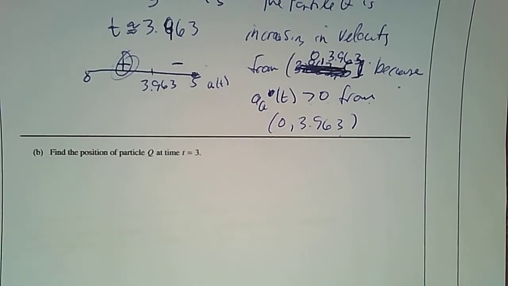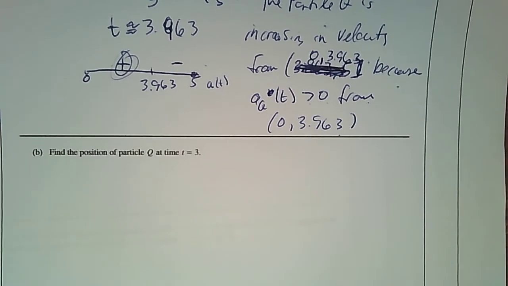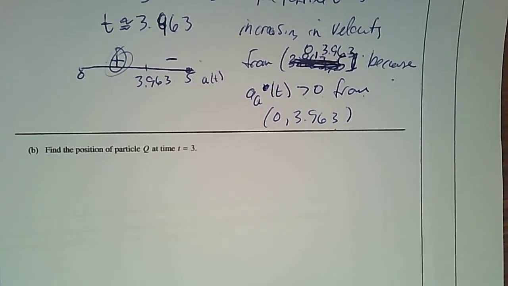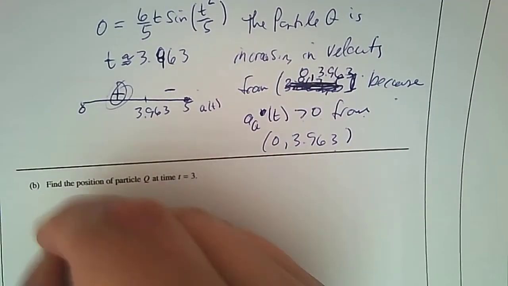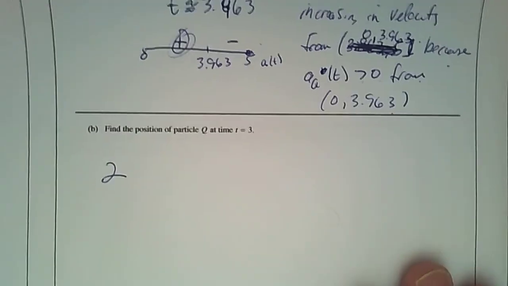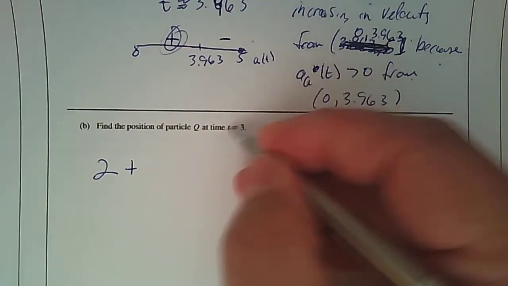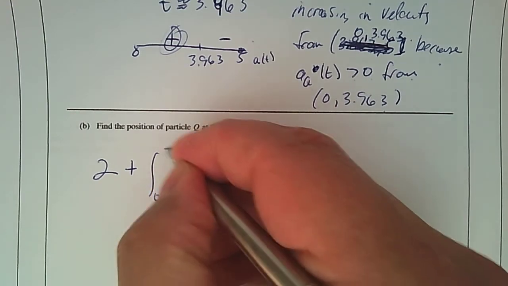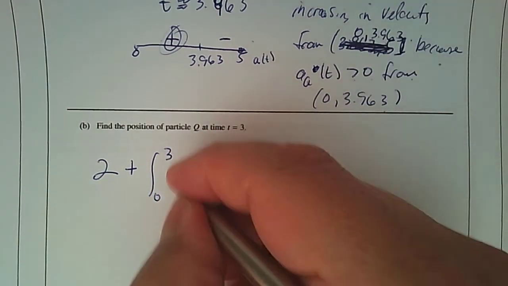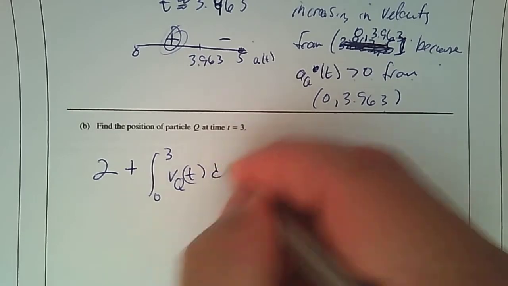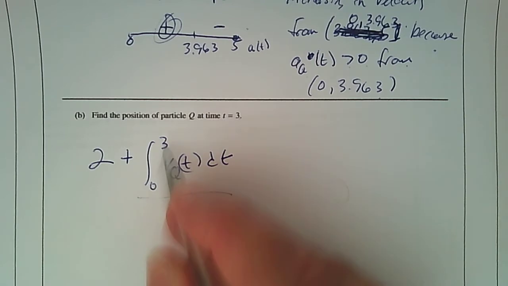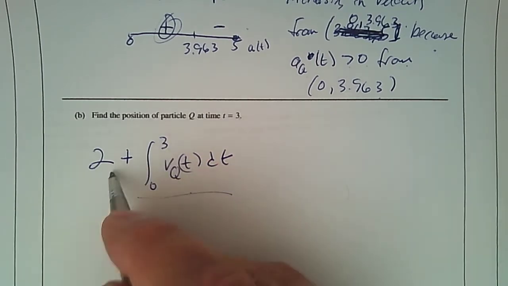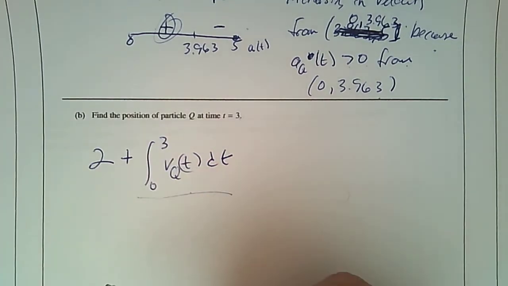It says find the position of the particle Q at time equals 3. So this is a starting value problem. What position does the particle start at? 2. So we're going to put down 2 plus, and for time equals 3, we're going to integrate the velocity from 0 to 3. If I integrate the velocity, that will tell me how much it increased or decreased from 0 to 3. And then I add that to 2 where it started at, and then that will give me the answer.